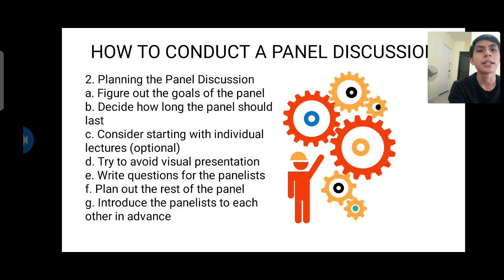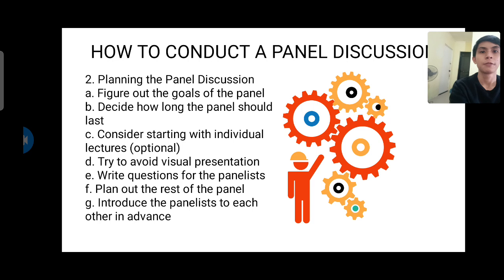Now, next, planning the panel discussion. First, figure out the goals of the panel. So at the end of the panel, what should be achieved? That is the first step in planning the panel discussion itself. Next, decide how long the panel should last. Now a panel discussion shouldn't last very long but shouldn't last very short either. So you might want to consider that.